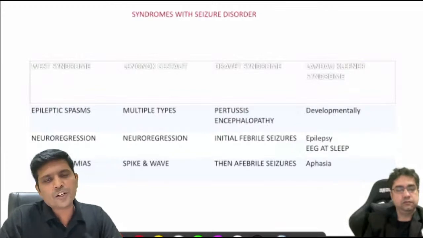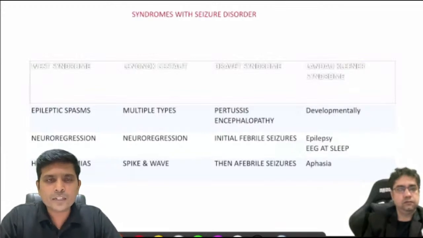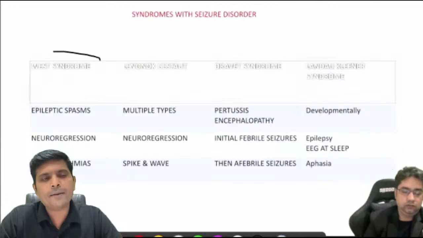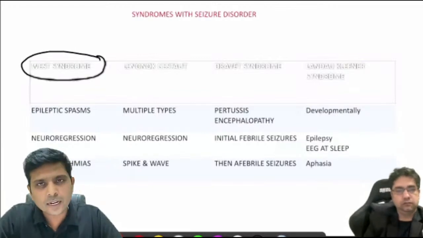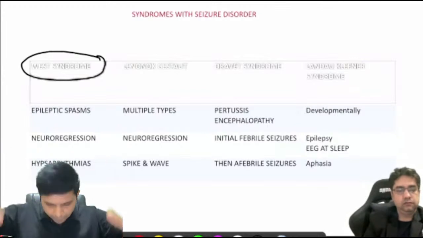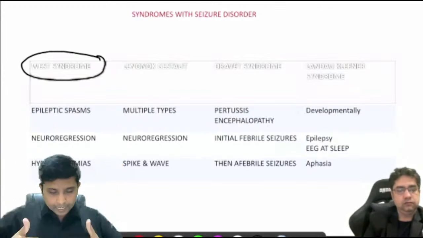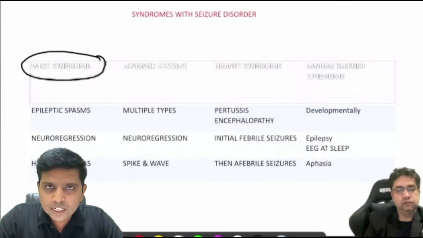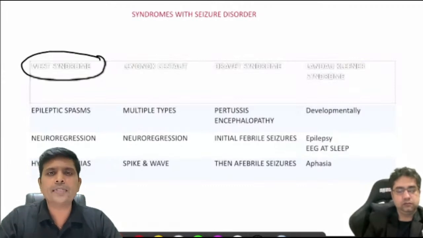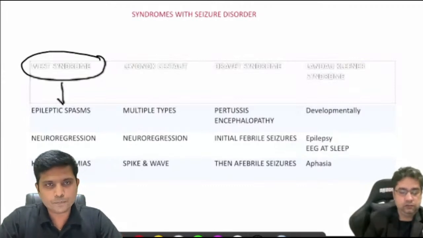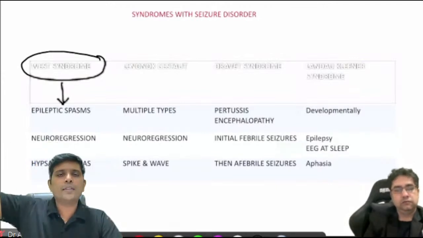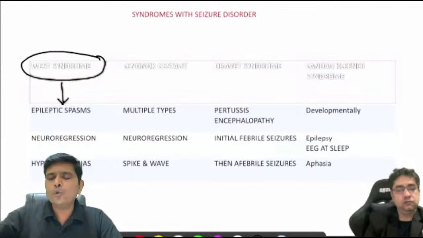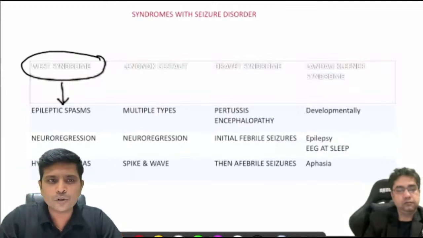First syndrome, West syndrome. What is called West syndrome? West syndrome is characterized by epileptic spasm. As we discussed already, what is called epileptic spasm? Sudden flexion and extension of the truncal musculature lasting for a few seconds. And you all know that if it continues for about 6 months to 1 year, the child will lose all its acquired milestones, and this is called neuroregression.